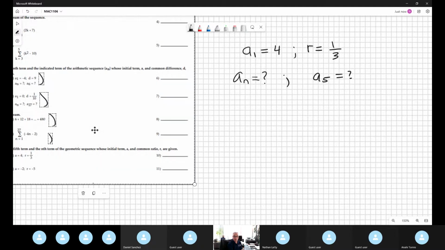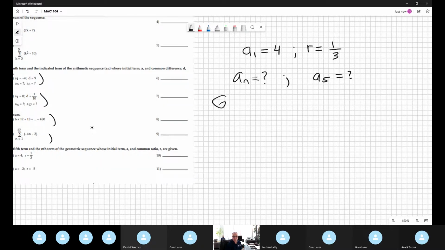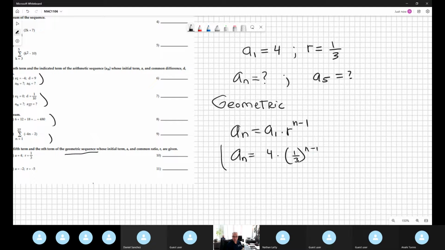Okay. So now the formula for the geometric. This is geometric. How do you know? Because the question says geometric. The formula for the geometric sequence: A sub n is equal to A1 multiplied by R to the n minus 1. So A sub n is equal to A1, which is 4, times R, which is 1/3, raised to the n minus 1. That's enough. This is the formula. You want to find the position 5.